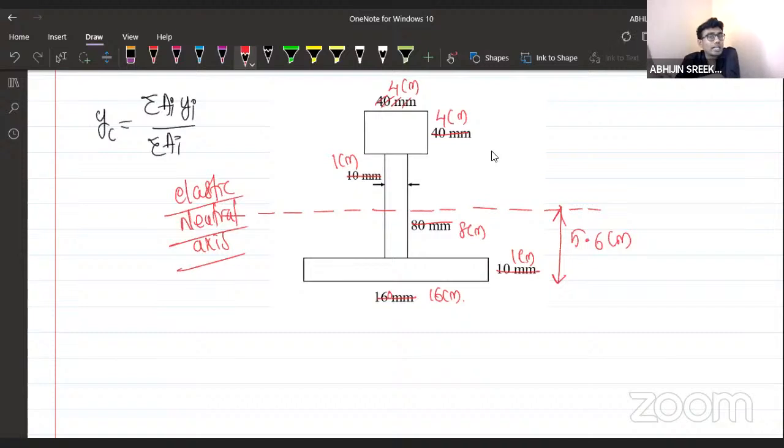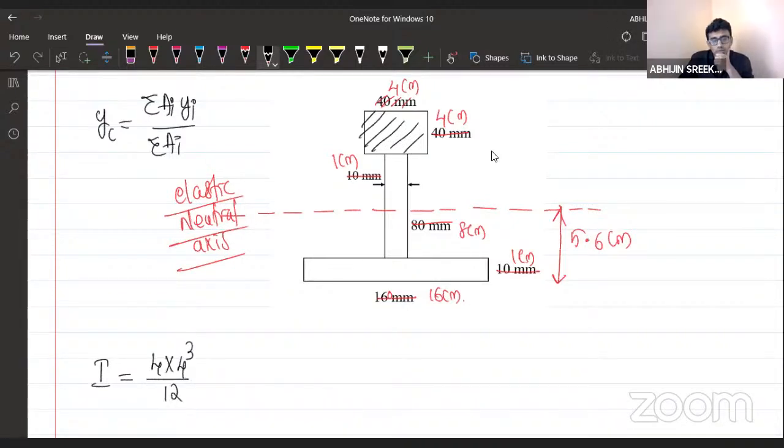Now I want to calculate the I value. In order to calculate the I value, sometimes we may have to use the parallel axis theorem. First of all, let us take this area. What is the I value? 4 into BD cube by 12 plus A1 H1 square, right? This is A1. How to calculate the H1 value? Anyone tell me this? How to calculate the H1 value?